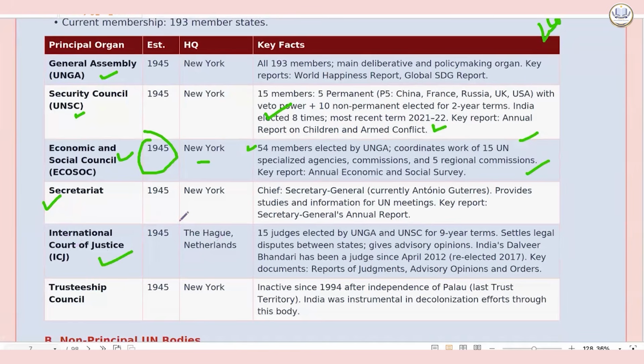International Court of Justice, which is in The Hague, Netherlands. 15 judges are elected by the General Assembly and Security Council for 9-year terms. Settles legal dispute between states, gives advisory opinions. India's Dalveer Bhandari has been a judge since April 2012, re-elected 2017. And they work on reports of judgments, advisory opinions, and orders.